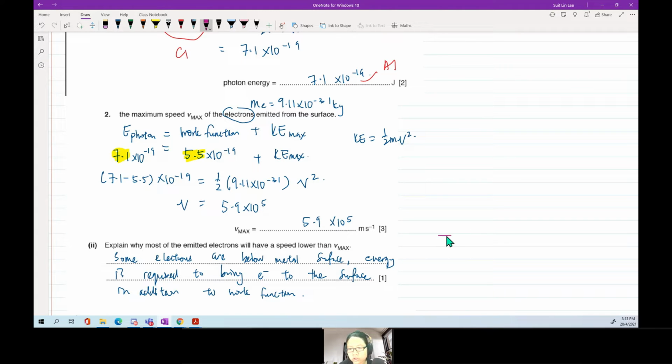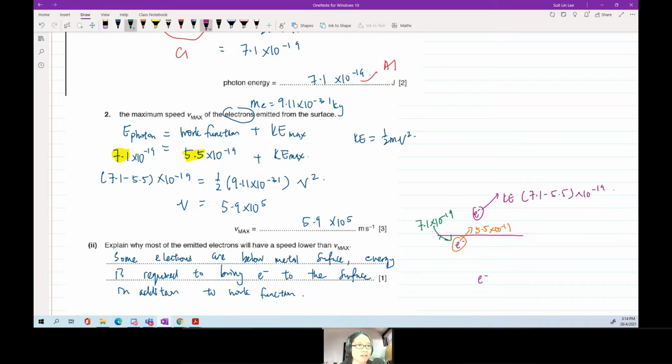So let's say you have one electron at the surface, and one electron down here. For this electron to escape is easy. I need 5.5 times 10 to the power -19. So if you give me 7.1, I am happy, because the electron that exits the metal surface will have the kinetic energy of 7.1 minus 5.5 times 10 to the power -19.